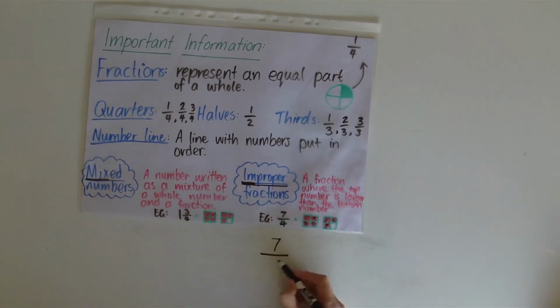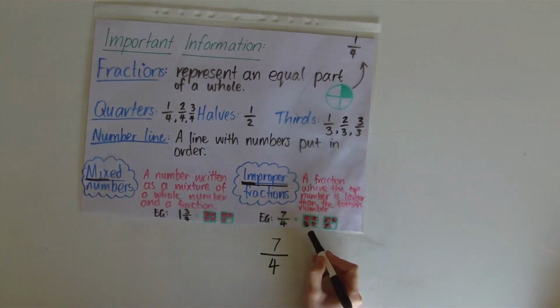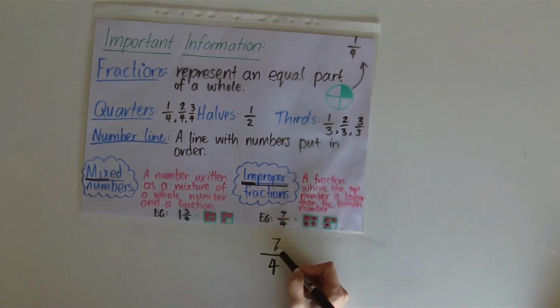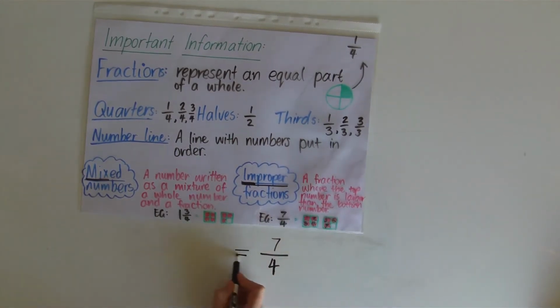7 parts, and there are 4 parts in each whole. So 1, 2, 3, 4 in each whole, and that's why there's 4 at the bottom. That's how many parts it's broken up into. And then 7 of those parts are represented here. And this is actually the same as 1 3/4 over here.